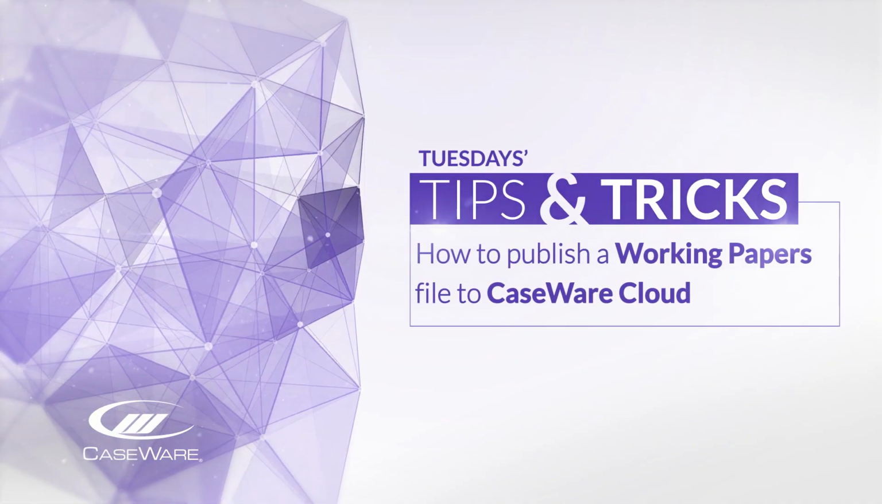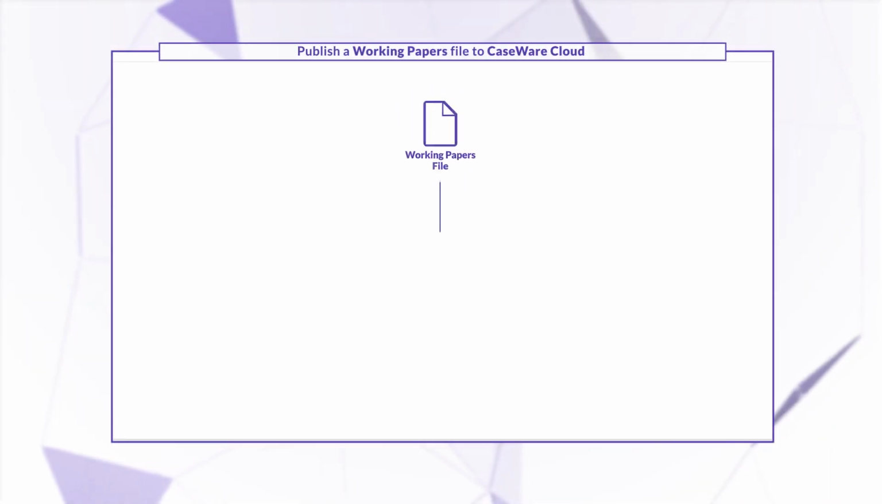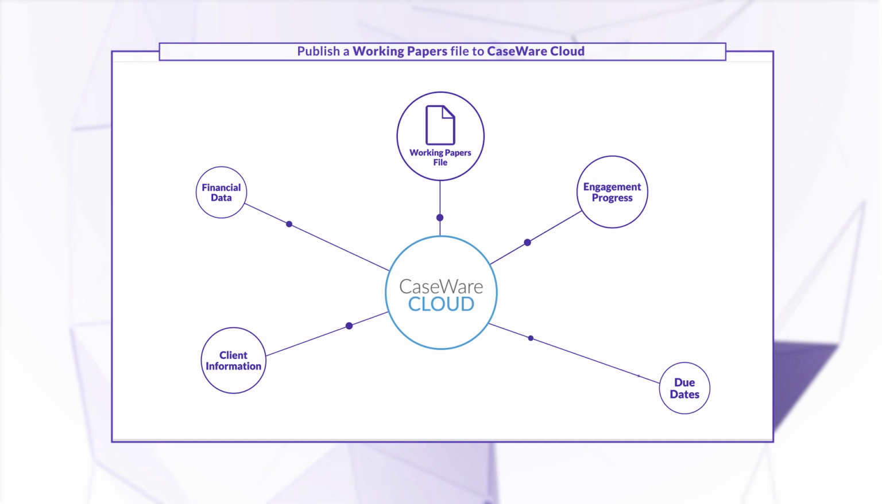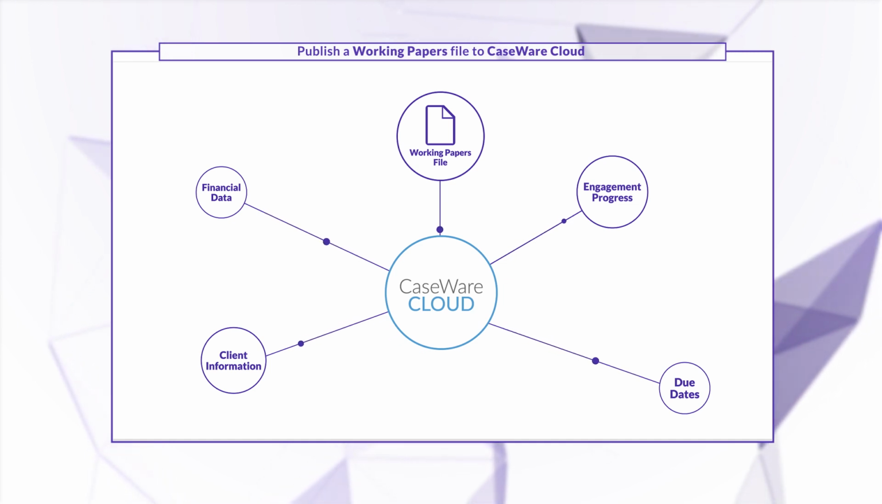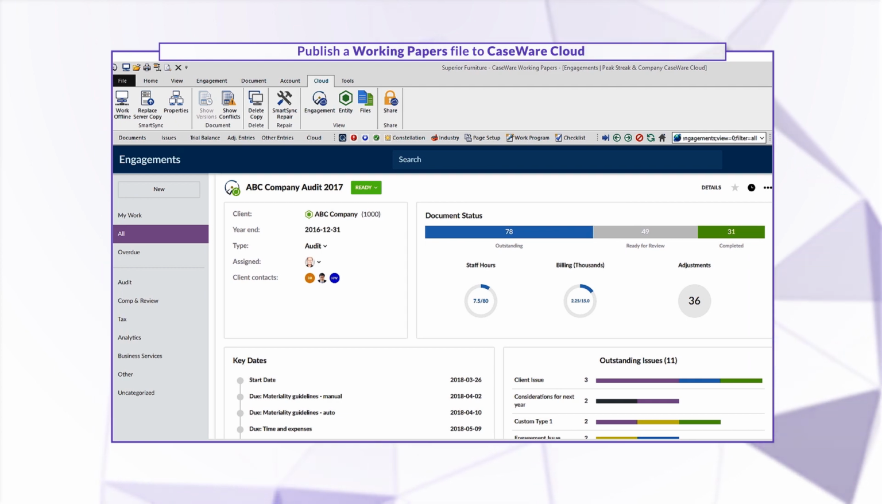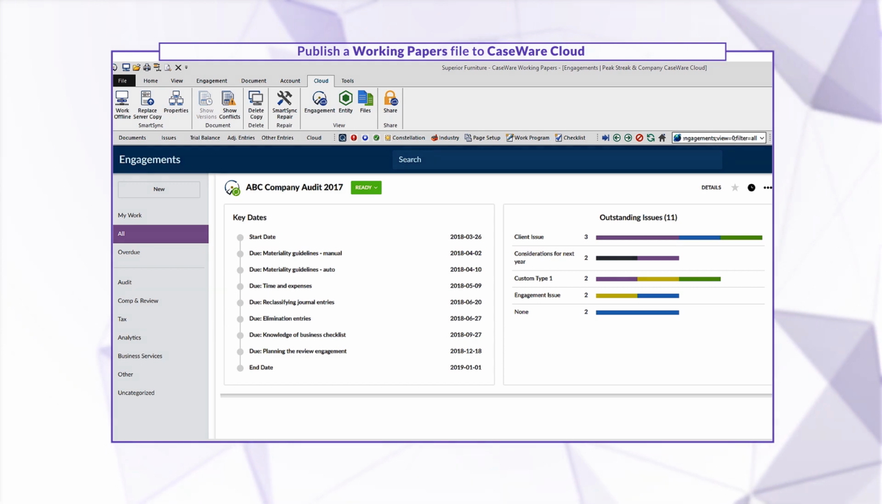Let's have a look at how to publish a working paper's file to Caseware Cloud. When you publish a working paper's file to cloud, you have the opportunity to access more information about your files, from the ability to data mine working paper's files, to being able to visualize your data through dashboards. You can gain new insights into your clients and your practice.